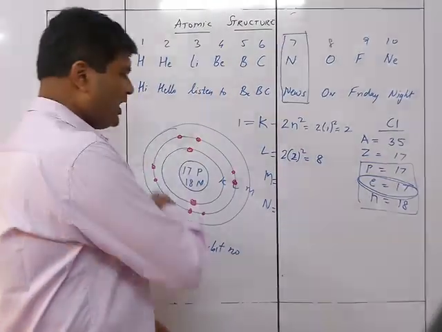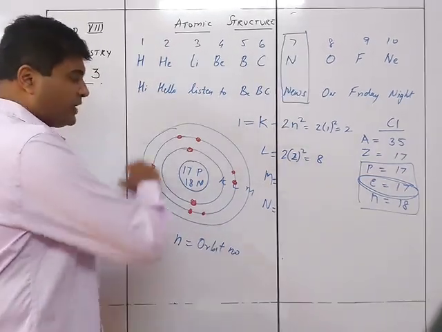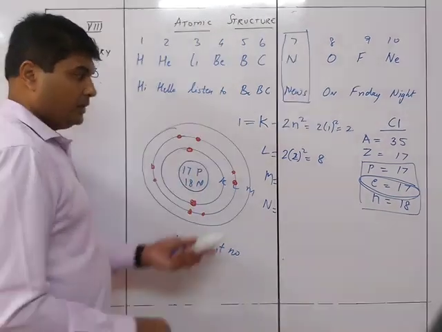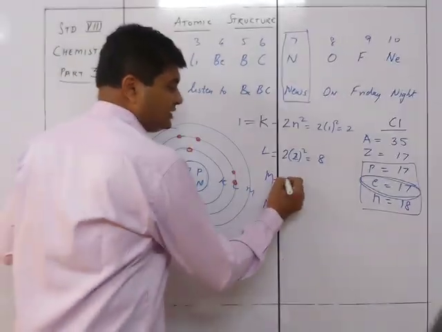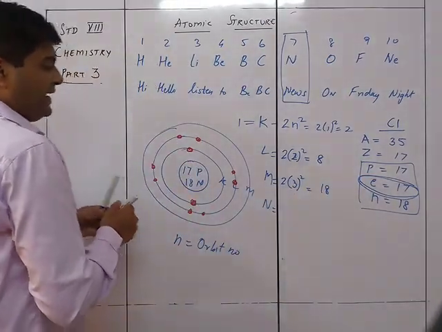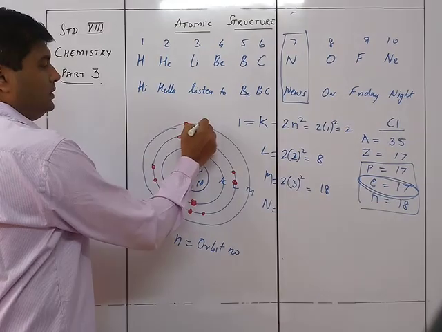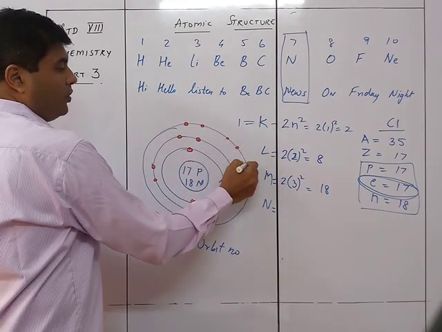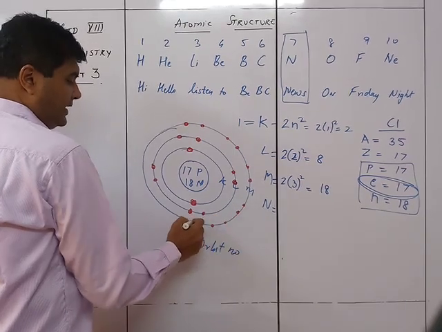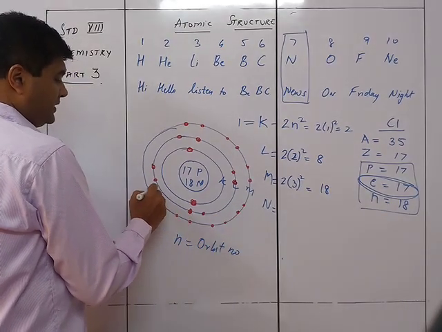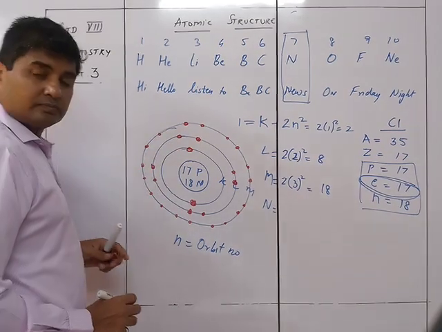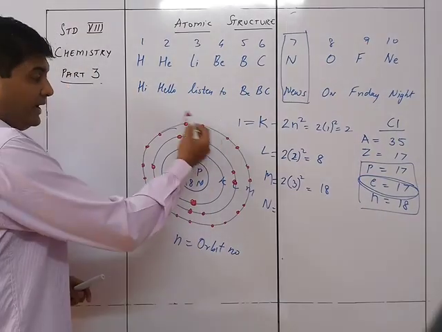Okay, I have made it in pairs. It's not necessary that it should be made in pairs. You can place them anywhere, but there should not be more than 8 electrons in the L shell. Similarly, this one is 2 into 3 square, which is 18. So that means I can place 18 electrons over here. So 1, 2, 3, 4, 5, 6, 7, 8, 9, 10, 11, 12, 13, 14, 15, 16, 17, 18. Got it?